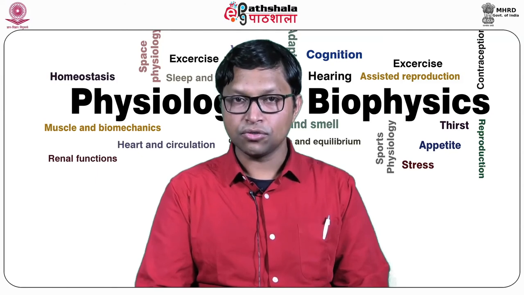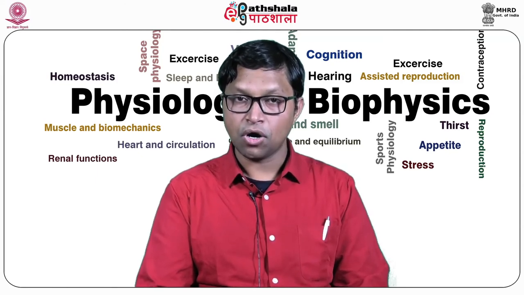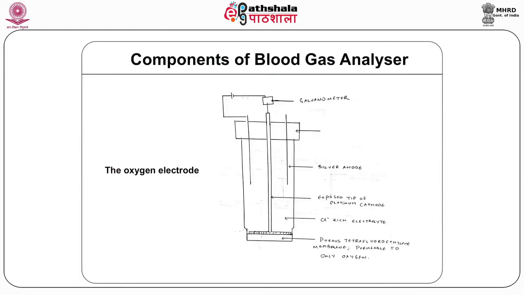Figure 4 shows the schematic diagram of the oxygen electrode. The oxygen electrode consists of a cathode, an anode, electrolyte and a membrane. The cathode and anode are surrounded by electrolyte. They together are called the reaction chamber. The reaction chamber is separated from the blood sample by a membrane. This membrane is made up of tetrafluoroethylene. It is very selective for oxygen. The main purpose of this electrode is to measure the partial pressure of oxygen in the blood.